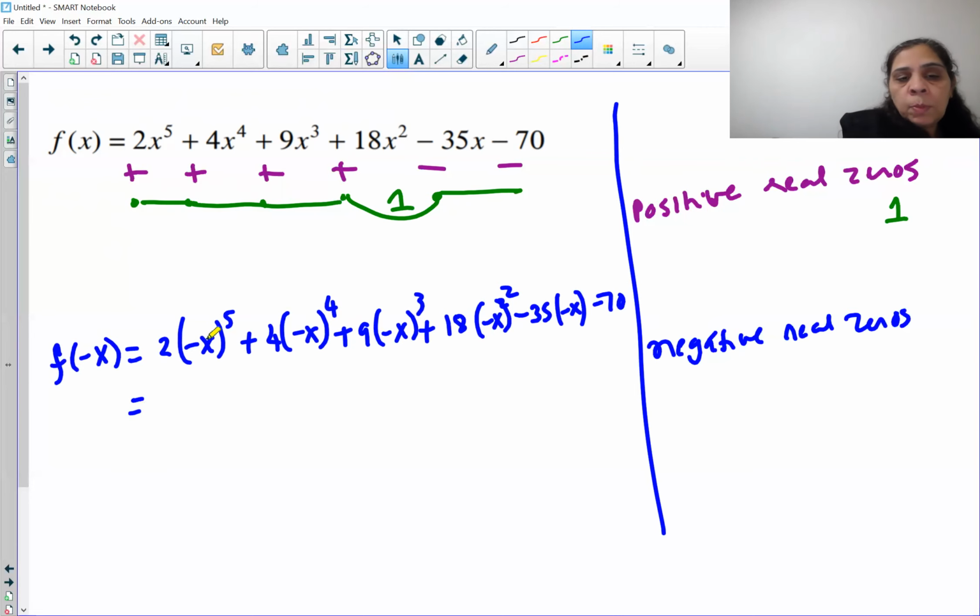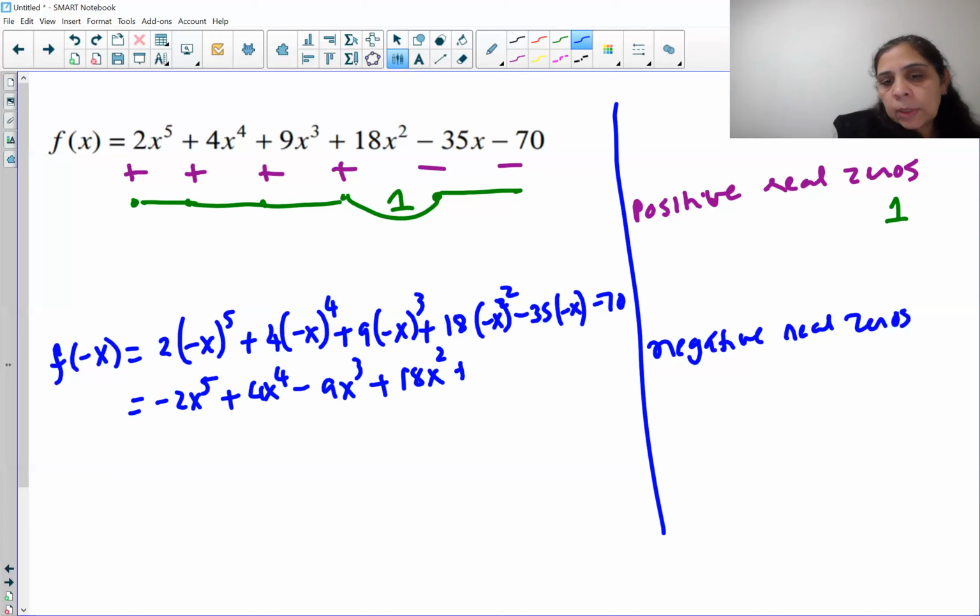So let's see, an odd power with a negative base, the answer will be negative. Even power, the answer will be positive. So 4x to the fourth power, that will be positive.